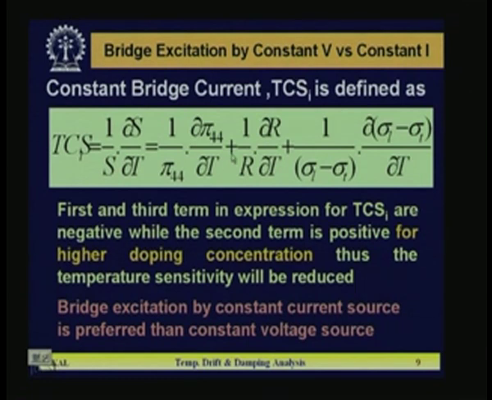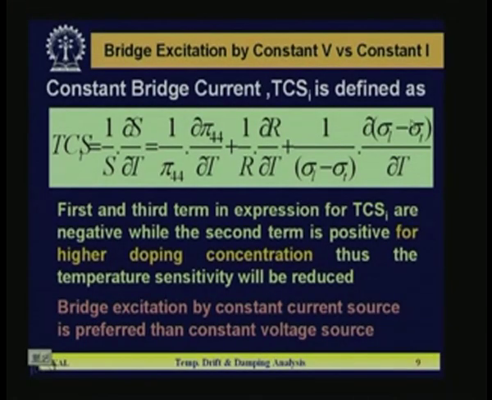Now, here it has been observed that the first term and the third term are negative, but the second term, 1 by R del R by del T, is positive for higher doping concentration. All this positive and negative I am talking about is for high doping concentration. Since for high doping concentration, out of the three terms, the middle is positive and the first and third terms are negative, overall the thing will go down. So, that is why the bridge excitation by constant voltage and constant current will not be the same. So, we can choose whichever case gives much more sensitivity. Accordingly, we can decide whether we go for constant current excitation or constant voltage excitation.